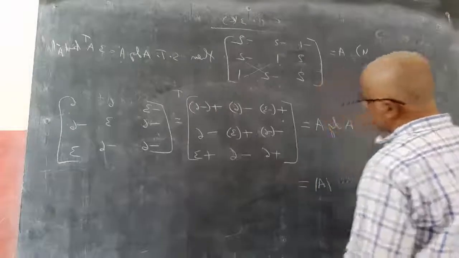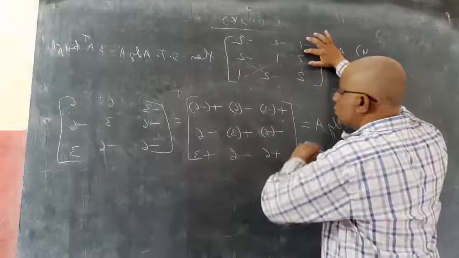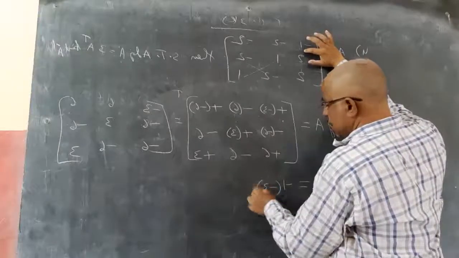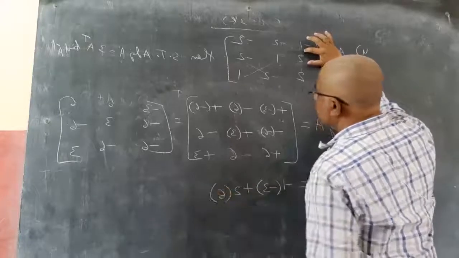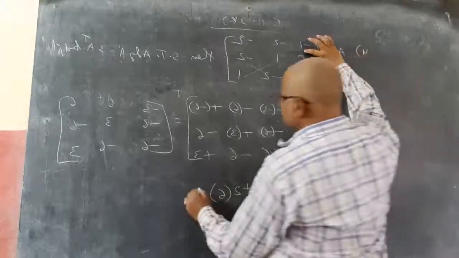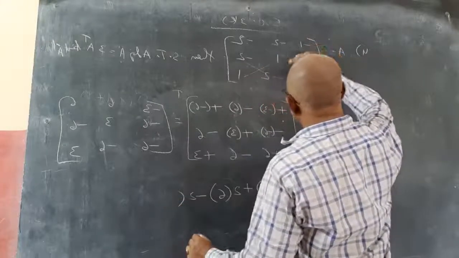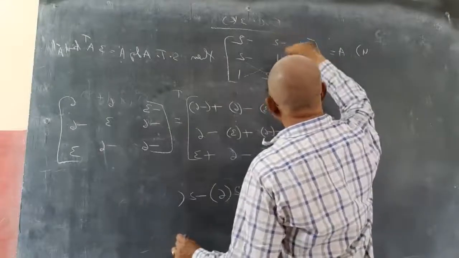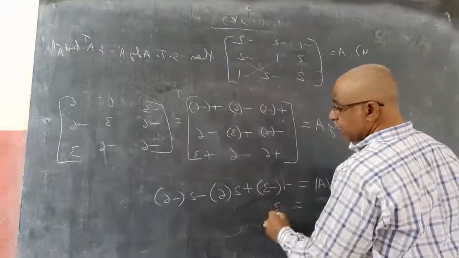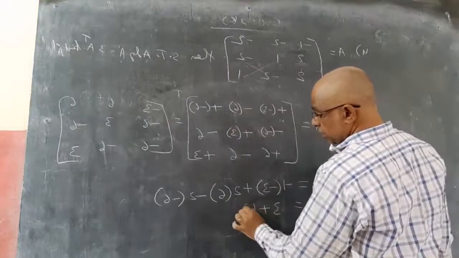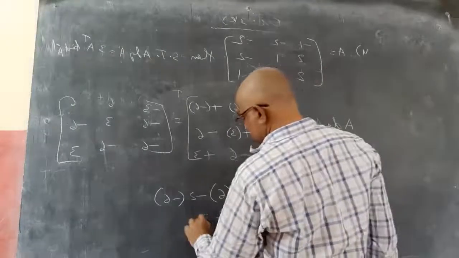We know the shortcut to find det A. So take any row or column. So I will take the first row. Minus 1 into its cofactor. We already got minus 3. Like minus of minus plus 2 into 6. Next, minus 2 into minus 6. So this is equal to 3 plus 8, 12 plus 12, 24 plus 3, 27.